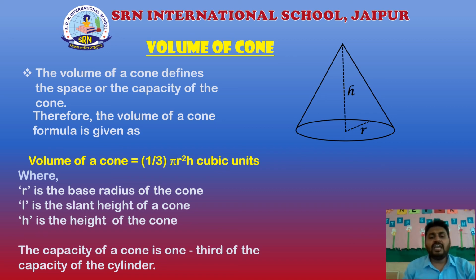So the capacity of the cone is 1/3 of the capacity of cylinder. As you all know that the volume of cylinder formula is pi r square h cubic units, and the volume of cone becomes 1/3 of pi r square h. Therefore this line we can say that the capacity of cone is 1/3 of the capacity of cylinder.